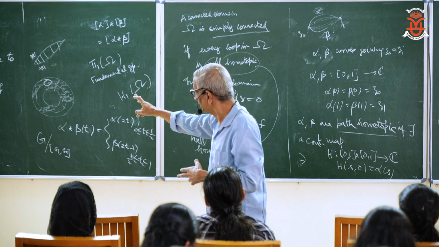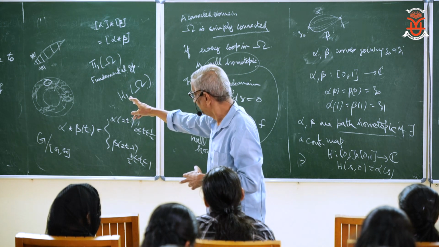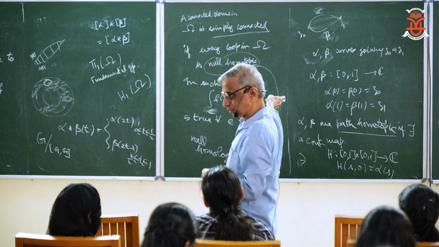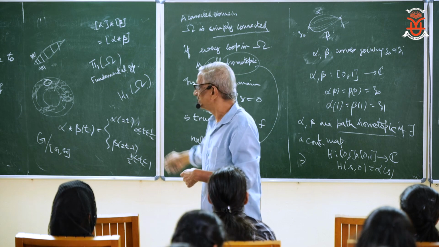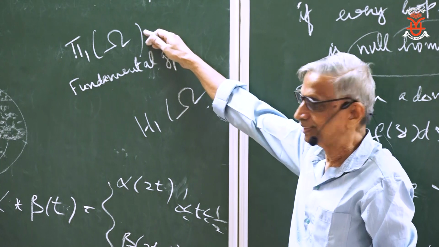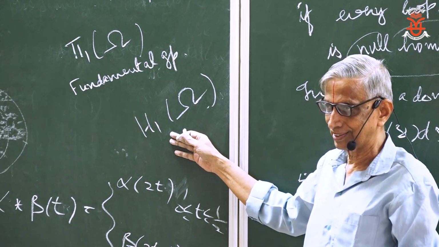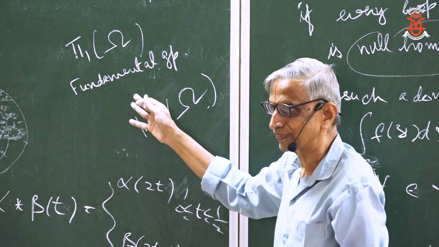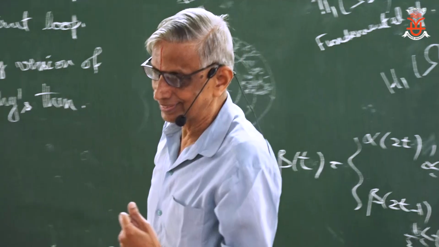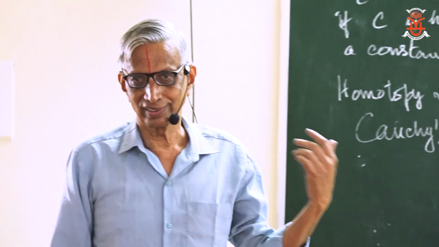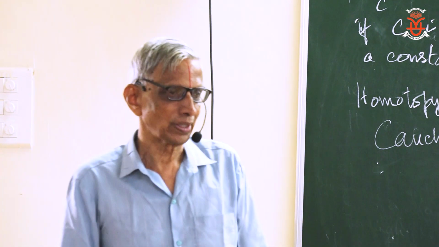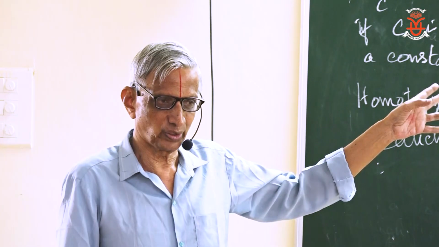For example, homotopically trivial implies homologically trivial, right? If the fundamental group is trivial, then this is also going to be trivial, right? Because that's a quotient group of that. So homotopically null implies homologically null because of this. Homology is a quotient of homotopy.